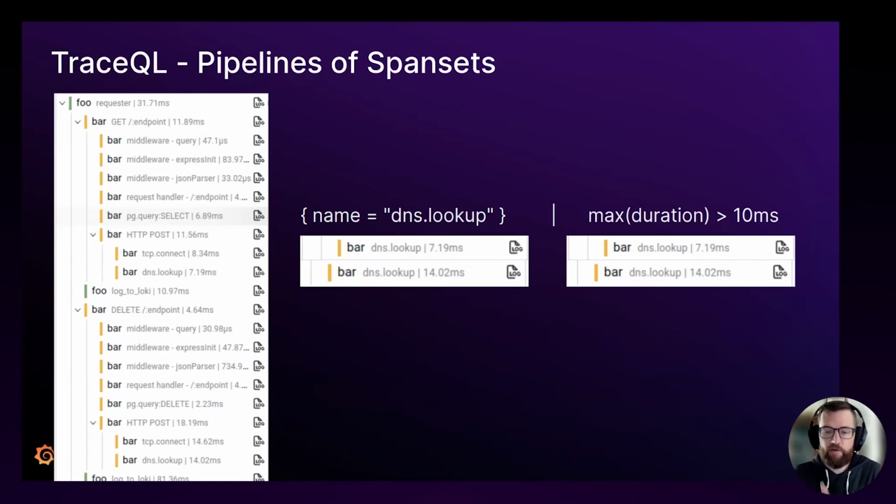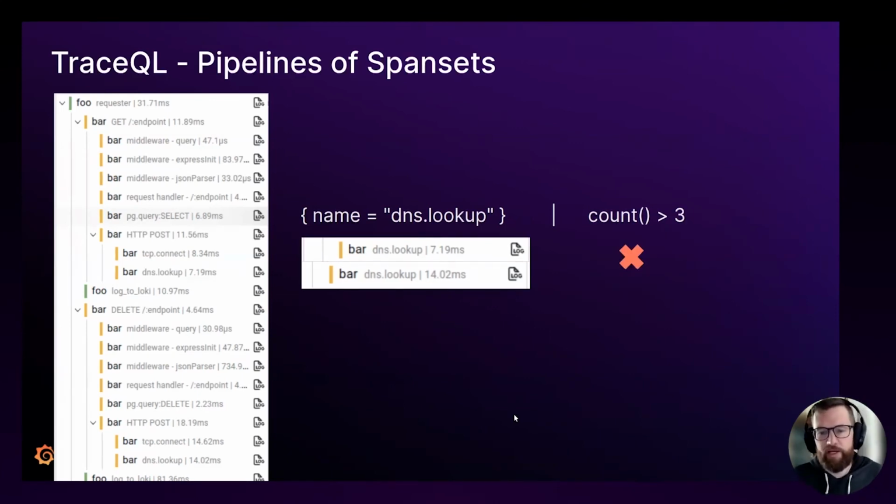And it is. So these 2 spans are returned, and this trace is returned as a result. Here's a second query, name DNS lookup count greater than 3. The first filter found 2 spans, and it reduced the span set of the whole trace to 2. The second filter doesn't pass because count greater than 3 is counting the number of spans remaining in my span set, which is only 2. It doesn't pass, and this trace is dropped.